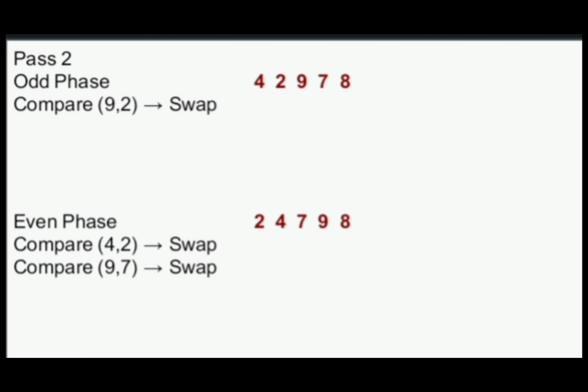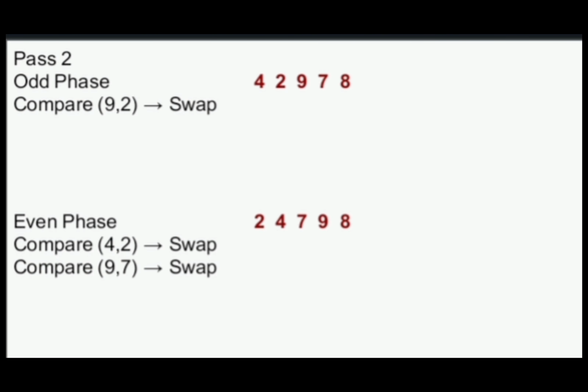Pass 2. After the first pass, the array is 4, 9, 2, 7, 8. Odd phase. The odd phase compares positions 1, 2 and 3, 4. Current array 4, 9, 2, 7, 8. Compare 9, 2. 9 is greater than 2. They are in the wrong order. So we swap them. After swapping: 4, 2, 9, 7, 8.